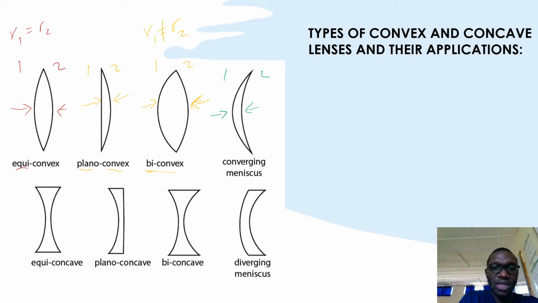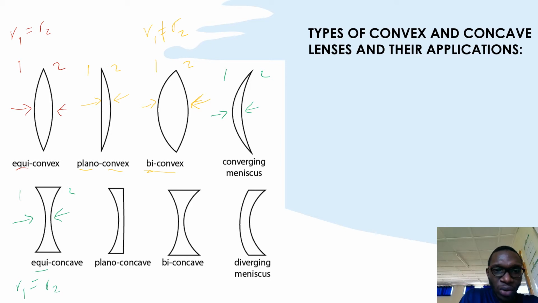We go to diverging lenses or concave lenses. The first one here is equiconcave, which has two ends, 1 and 2. You observe it from this side, it appears to be a concave lens or diverging. Observe it from this side, it is still concave in nature. So equi, meaning R1 is the same as R2.